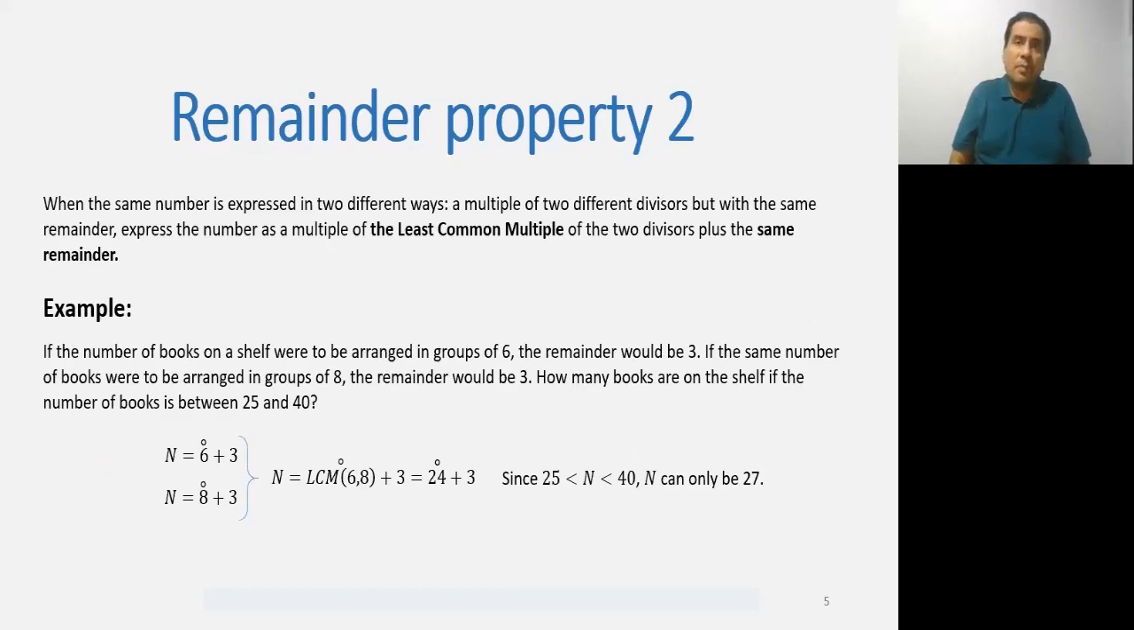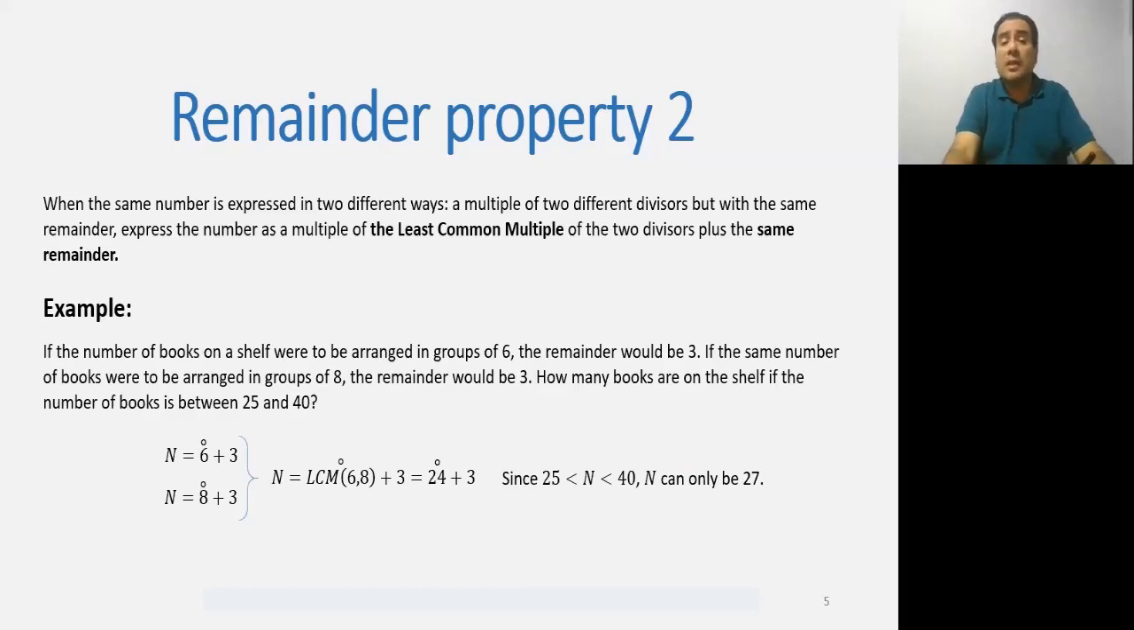Here, let's see an example. If the number of books on a shelf were to be arranged in groups of 6, the remainder would be 3. If the same number of books were to be arranged in groups of 8, the remainder would be 3. How many books are on the shelf if the number of books is between 25 and 40?